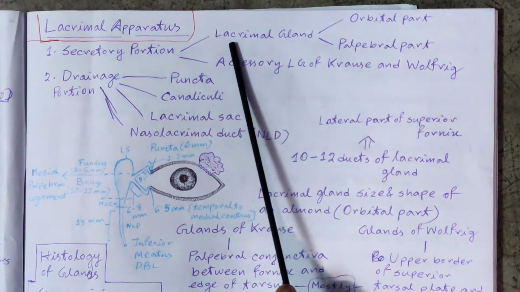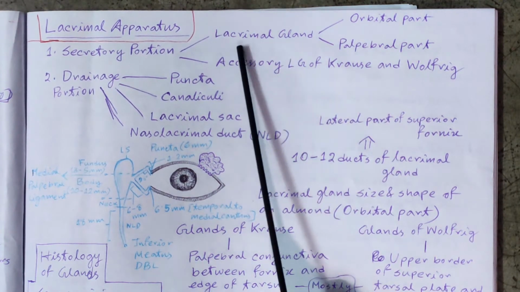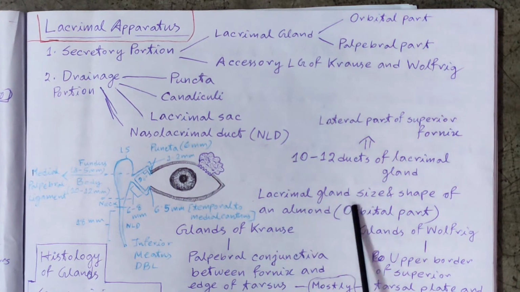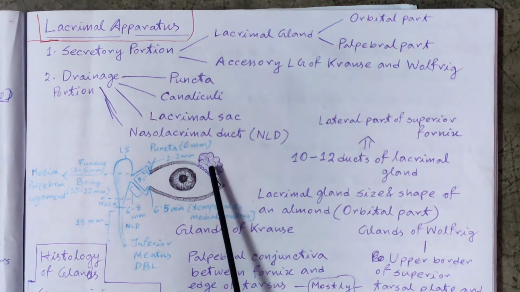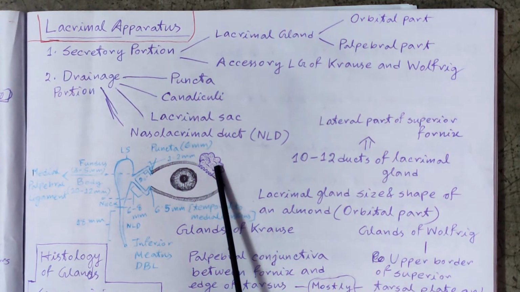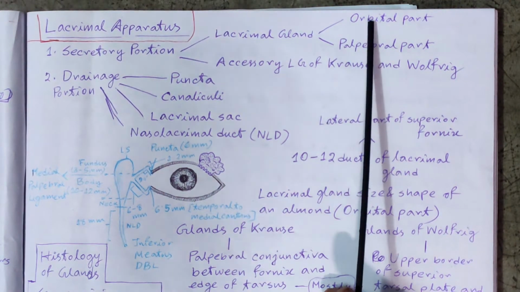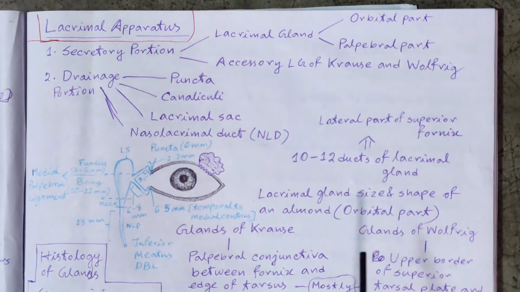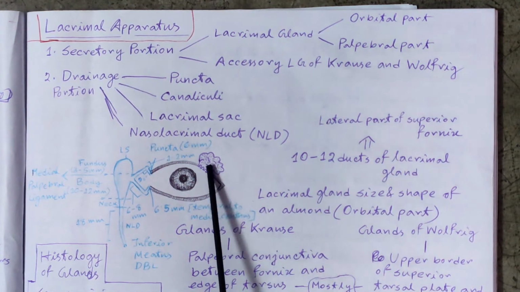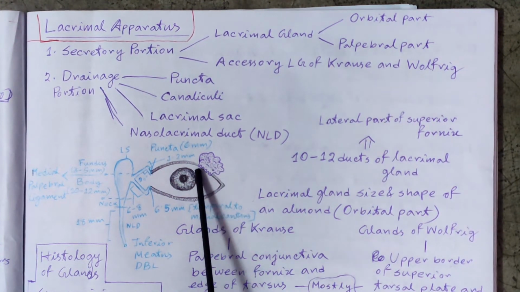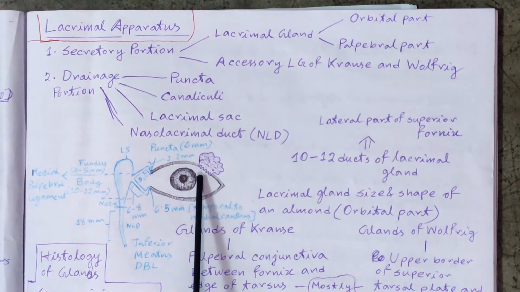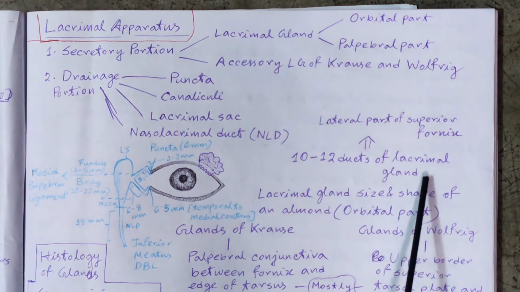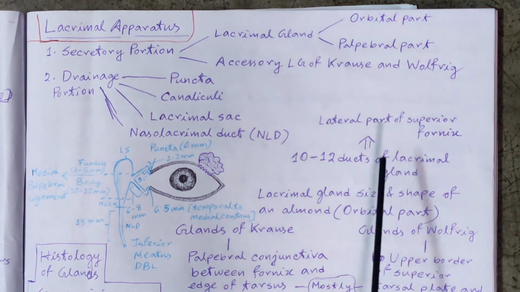So now let's discuss the lacrimal gland. The lacrimal gland is an almond shaped gland which is located in the superolateral aspect of the eye. It can be divided into an orbital part and a palpebral part. The lacrimal gland opens in the superolateral fornix of the eye through 10 to 12 lacrimal ducts.